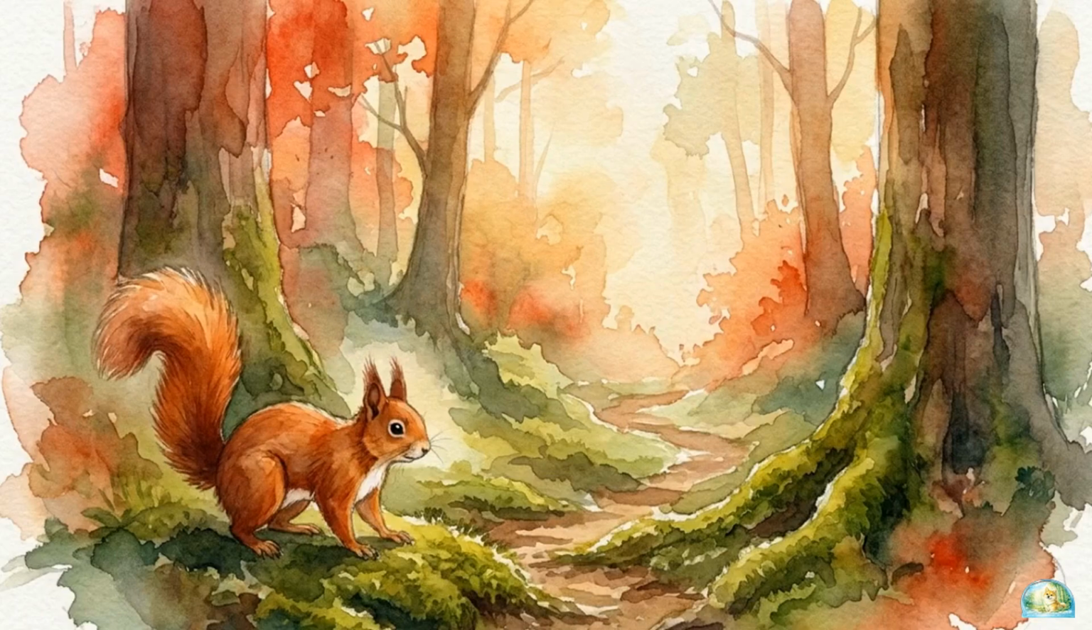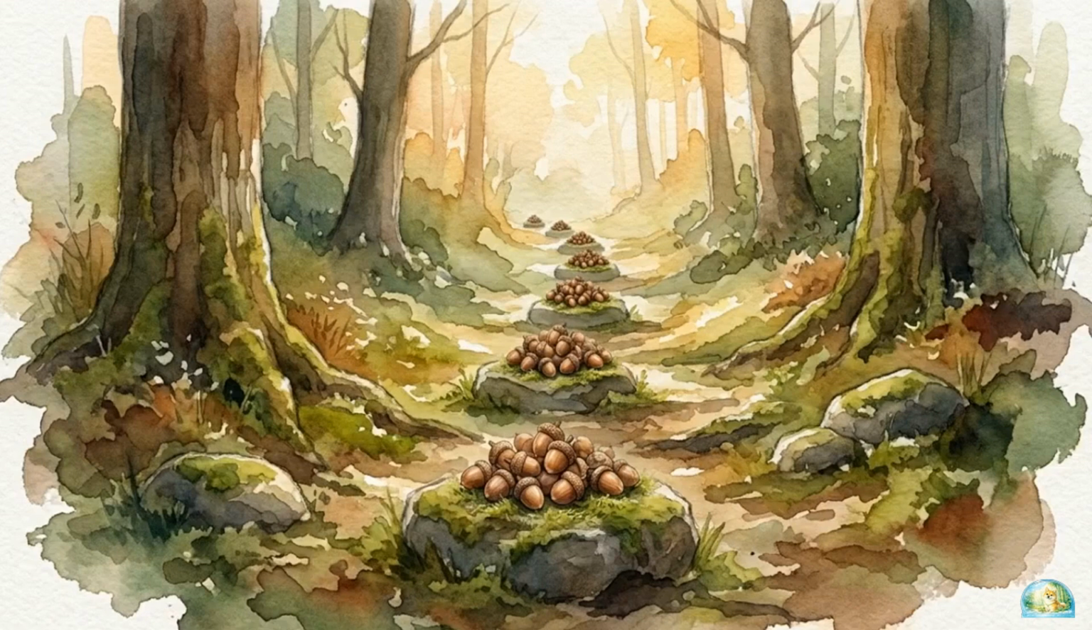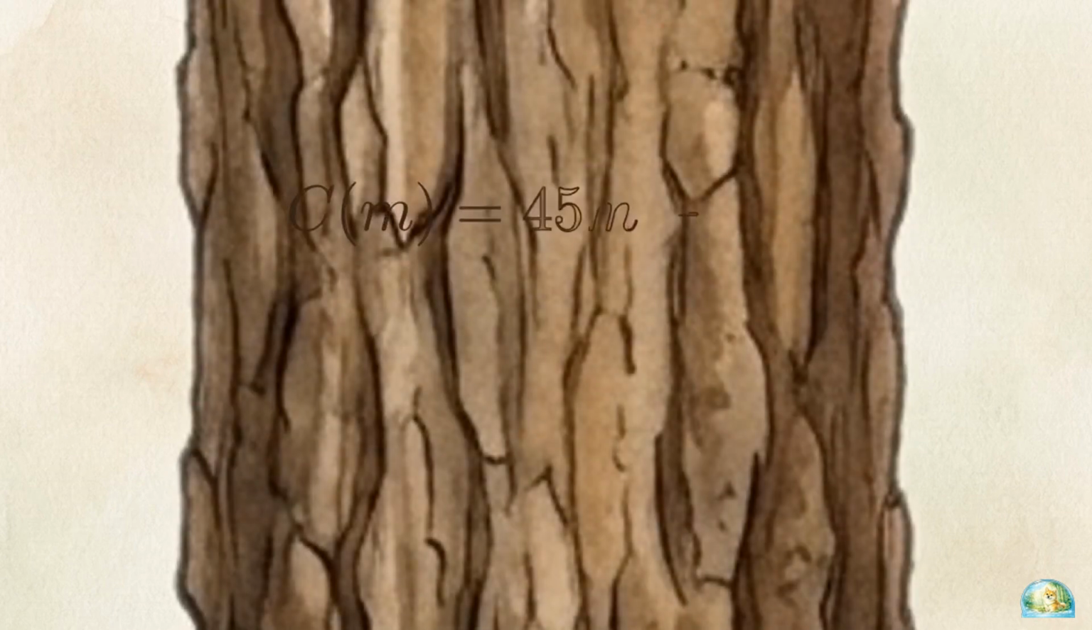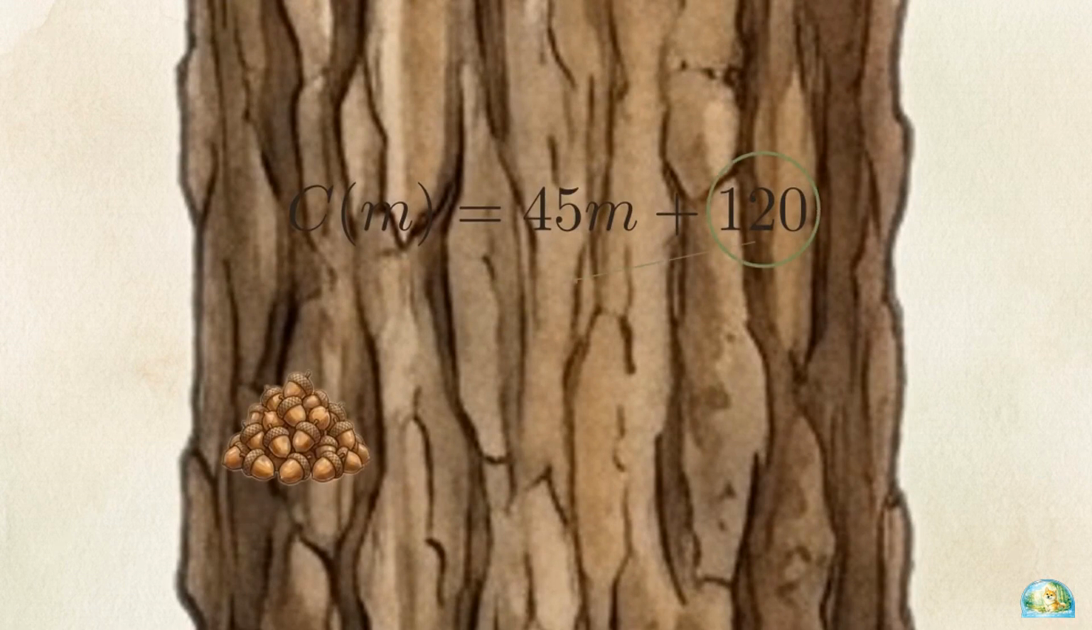Notice this first mossy path our squirrel is exploring. Each step forward reveals a steady addition of acorns. This bark-carved diagram shows the equation C of m equals 45m plus 120. The isolated constant, 120, represents the starting baseline before any time has passed. In this context, it marks the initial fee at month 0.